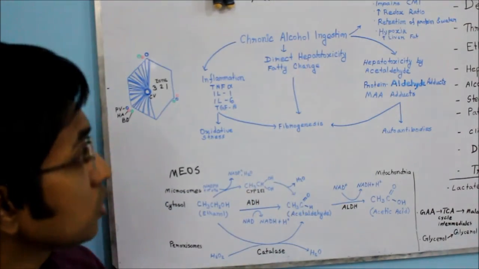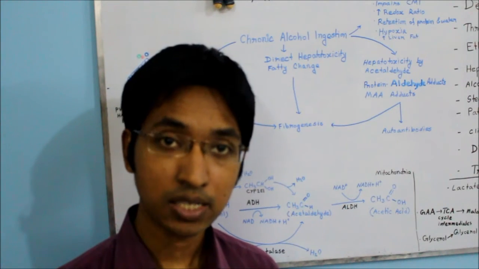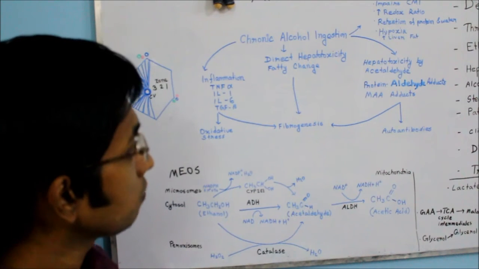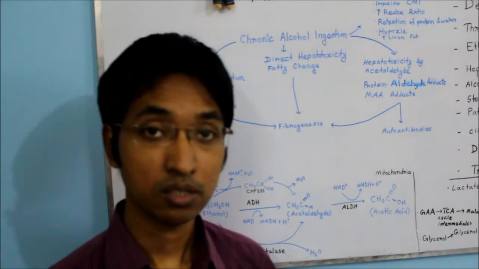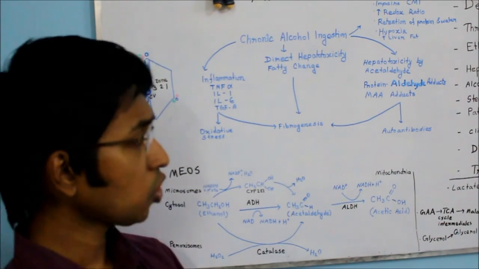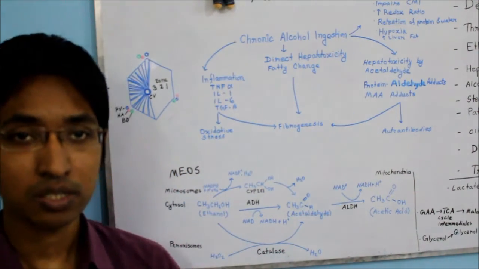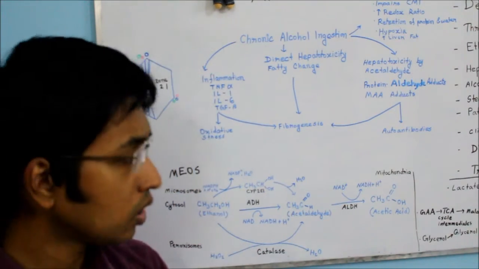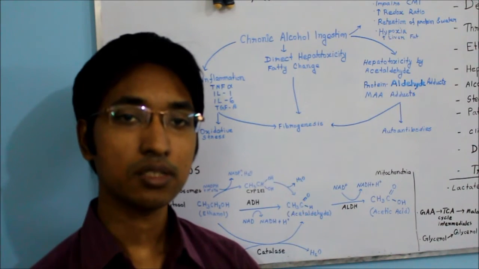And the third mechanism is by increasing the catabolism of fat in the peripheral tissues. So all these things will result in increased amount of fat in the liver, and that will also result in liver injury. So now that we have talked about the 10 mechanisms involved in the pathogenesis of alcoholic liver disease, now we will move on and talk about the clinical features of alcoholic liver disease.